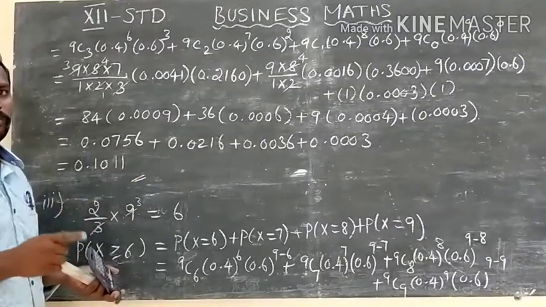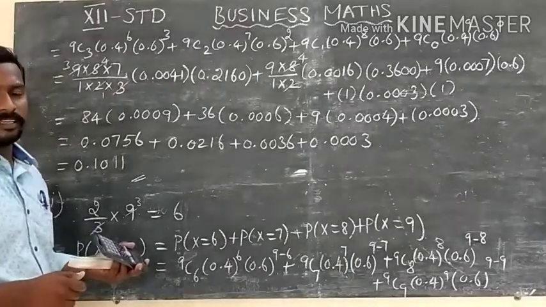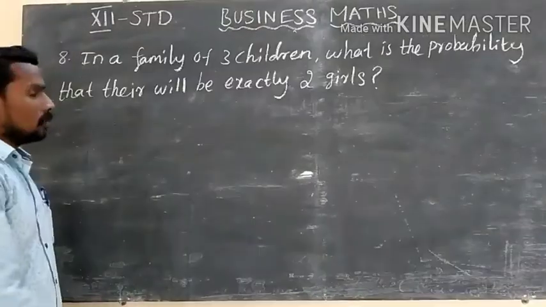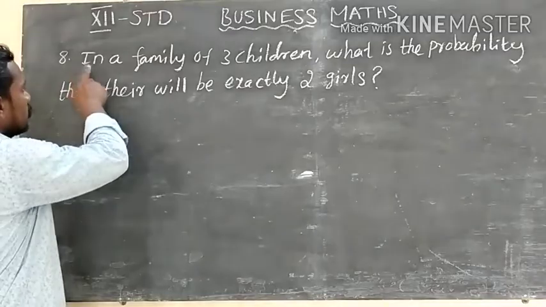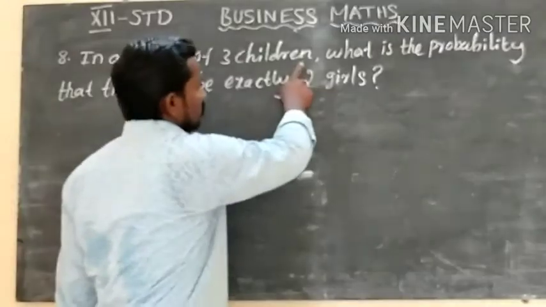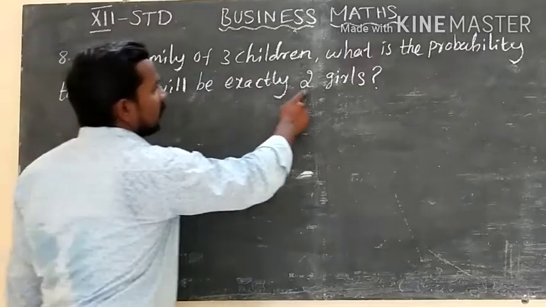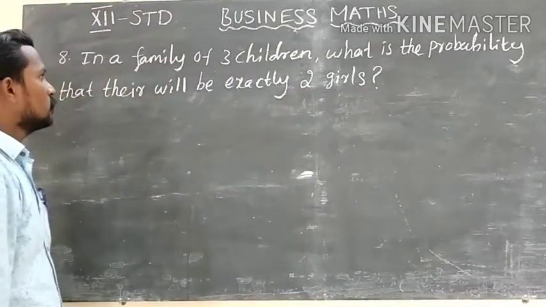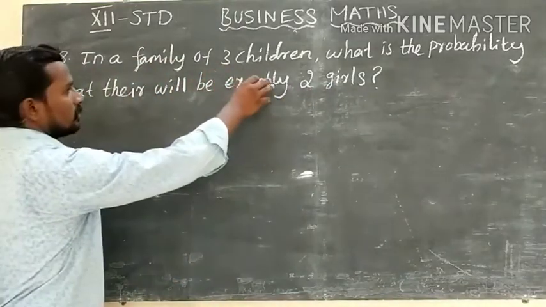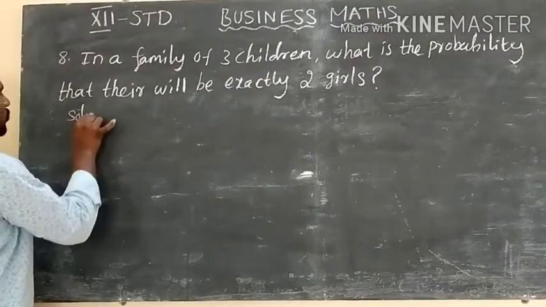In this slide, you do the homework sum of your example sums. Okay, dear students, next question 8.1. In a family of 3 children, what is the probability that there will be exactly 2 games? This is your question. In a family of 3 children, the solution.